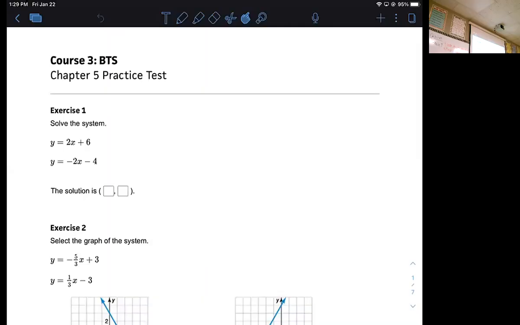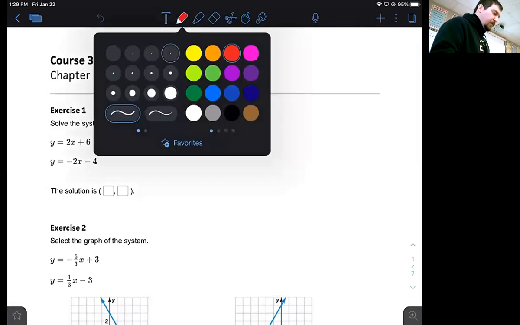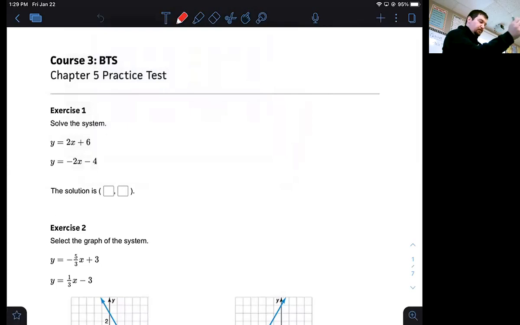Okay. So you can title it Chapter 5 Practice Test. Put your name on it because we're turning it in. This was the Big Ideas version of what your test would look like. A lot of the problems are similar to the test you'll be taking next week. We're taking a test over this on Tuesday.